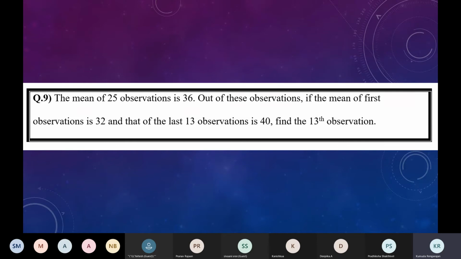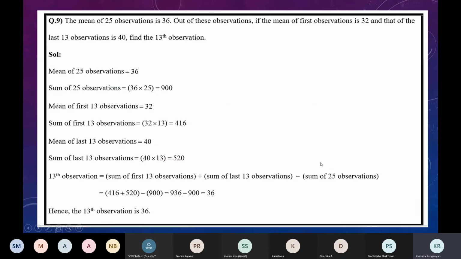That means the sum of the first 13 observations will be 32 into 13. Similarly, the mean of the last 13 observations is 40, so the sum of the last 13 observations will be 40 into 13. Now, the sum of the first 13 observations plus the sum of the last 13 observations minus the sum of all the observations will give us the value of the 13th observation.